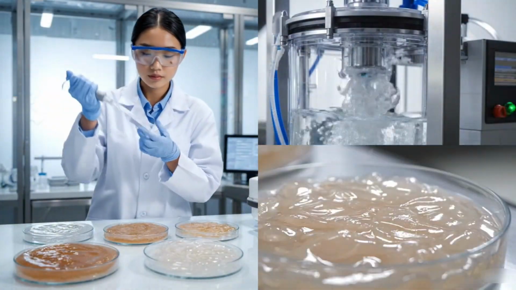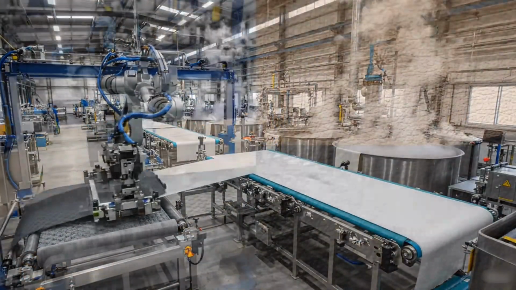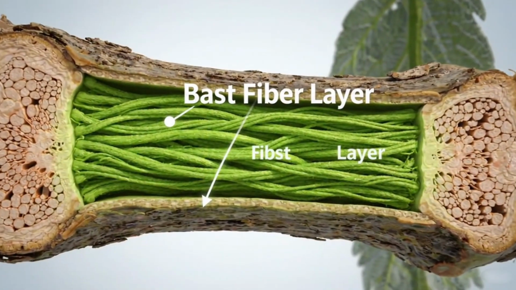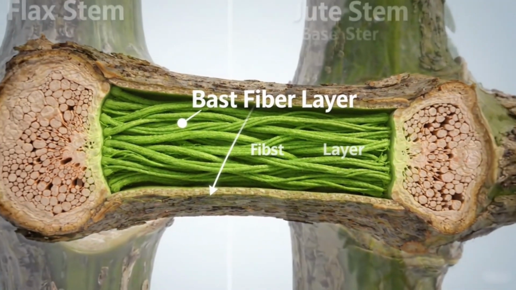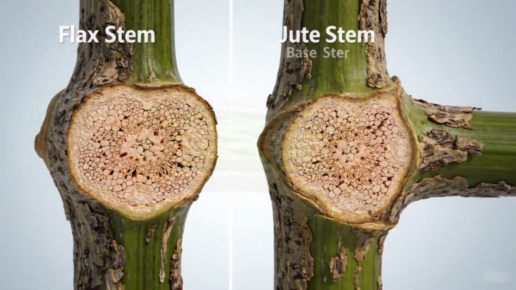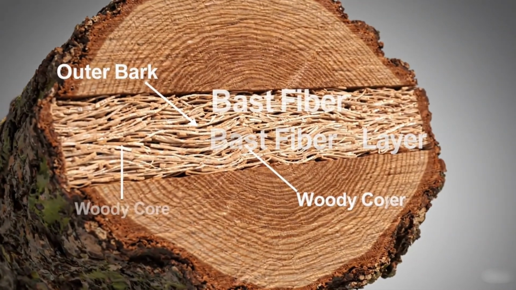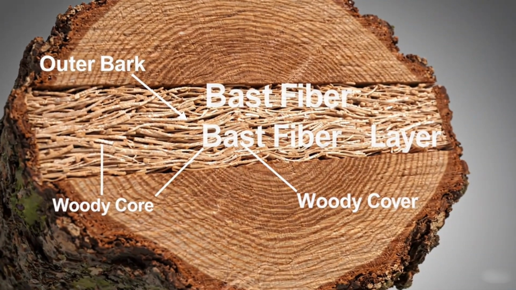From plant stems to artificial skin, skin fiber technology has evolved into one of the most fascinating fields of material engineering. The term skin fiber commonly refers to bast fibers, which are extracted from the skin-like layer surrounding certain plant stems. These fibers are naturally positioned between the outer bark and the inner woody core of the plant.